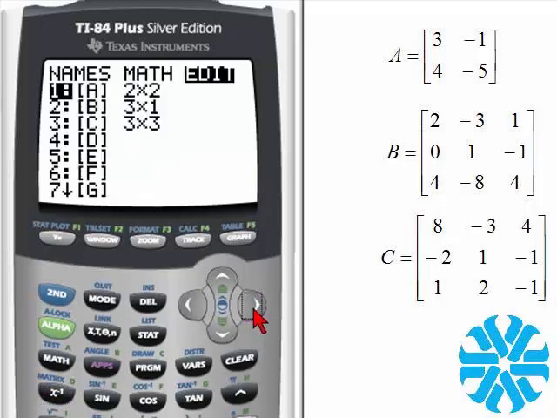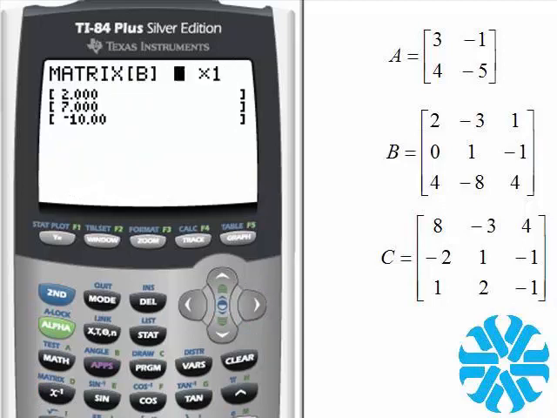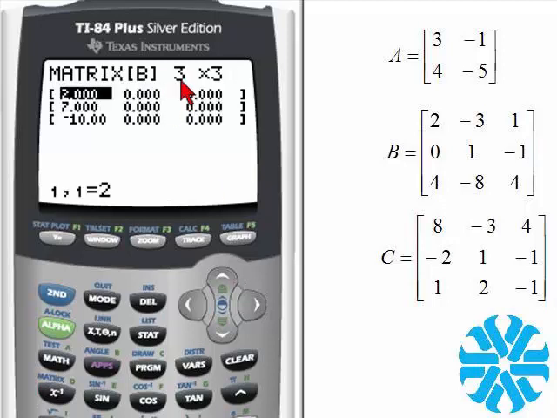Okay, let's go back to second function matrix. Go to edit, number 2 for matrix B. And we want this matrix to be 3 by 3. 3, enter, 3, enter. Remember that's 3 rows by 3 columns. So the first entry is 2, so let's move over. Then we want -3, enter, 1, enter. Let's continue with the values. 0, 1, -1, 4, -8, 4.